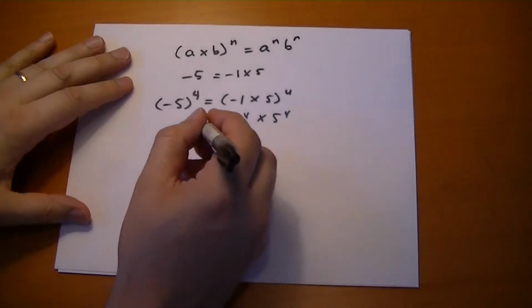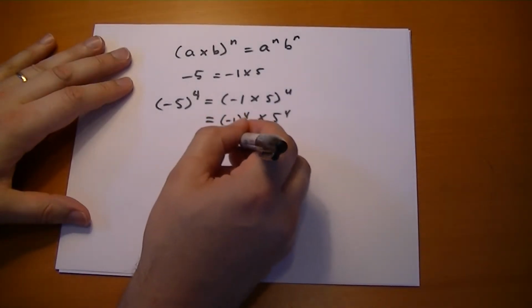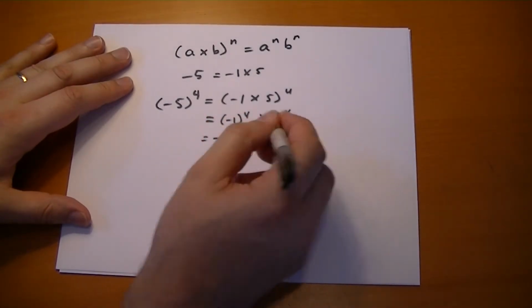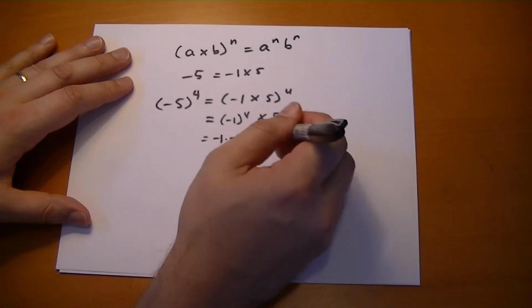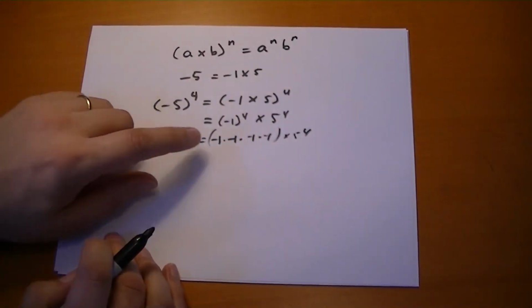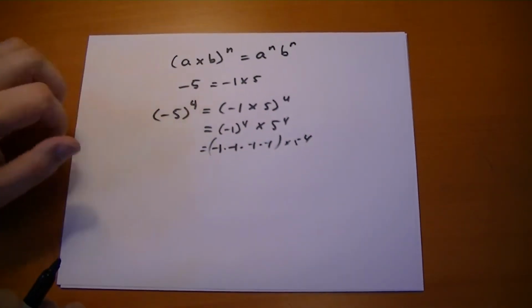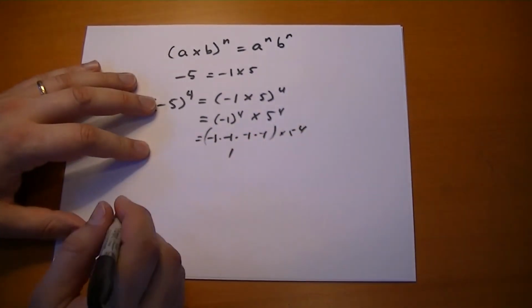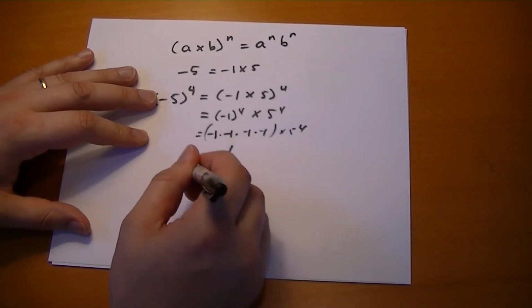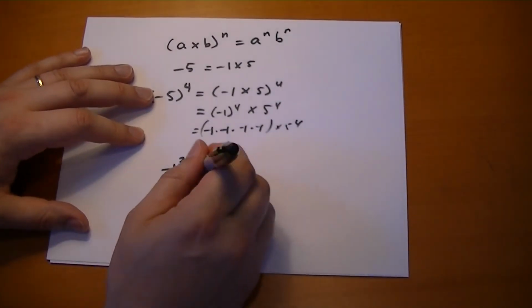Well, negative 1 to the 4th power is the same as negative 1 times negative 1 times negative 1 times negative 1, times 5 to the 4th, right? What is negative 1 times negative 1 times negative 1 times negative 1 equal? 1. Very good. What if it was negative 1 to the 3rd power? What is that equal to? Negative 1.